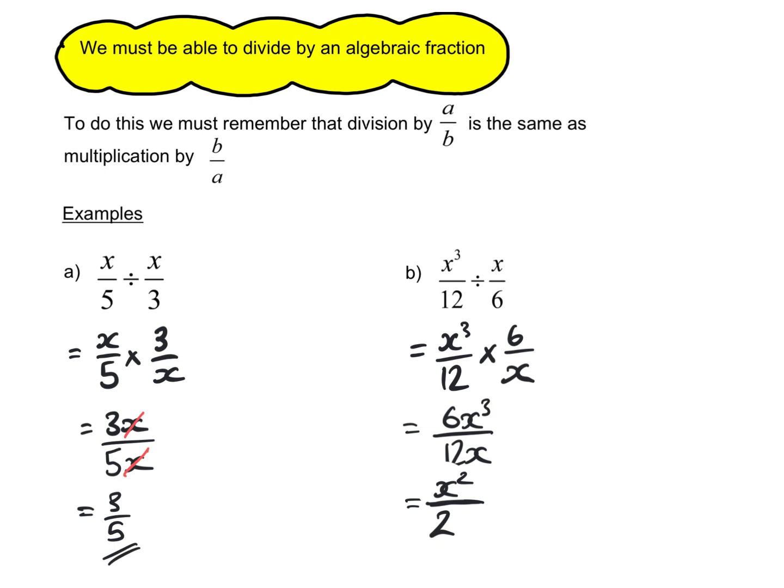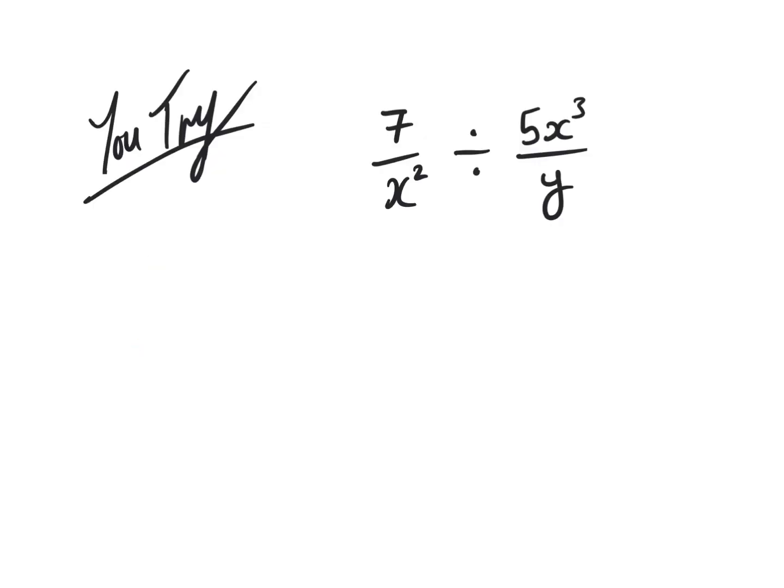So to recap quickly, when you are asked to divide by a fraction, we take the second fraction and we flip it and we change to a multiplication instead. So we do not change the first fraction, it's only the fraction I'm dividing by. I flip it and change to multiplication. So here's a quick question for you to try. What I want you to do is pause the video, try the question, and then press play when you're ready to check it.